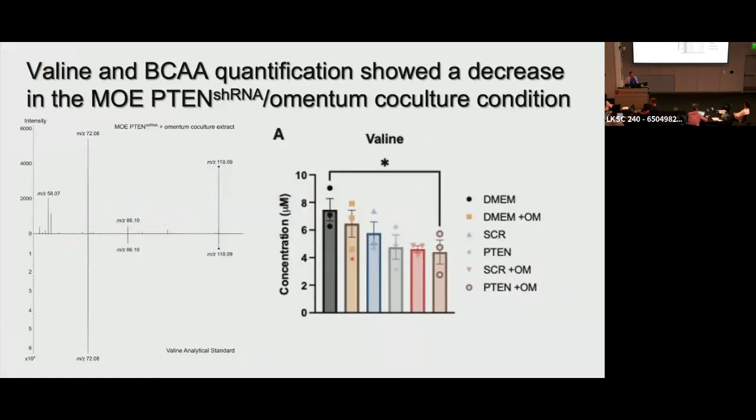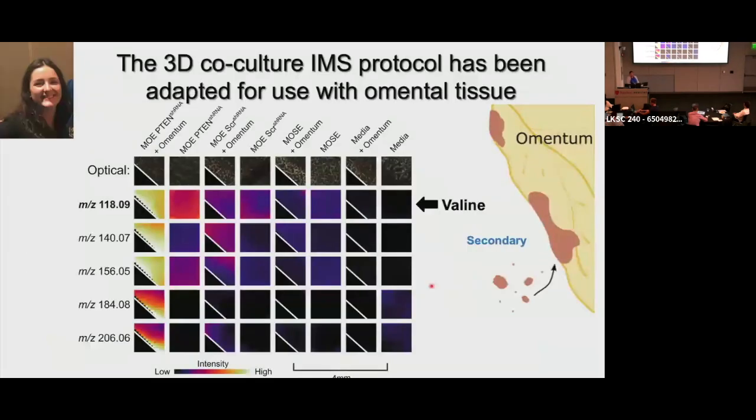And then the next thing she went on to do to quantify it was to do an AbsoluteIDQ with SCIEX, with SCIEX's kit. And this is basically a heavy label for all the amino acids so that you can quantify it using these heavy labels. And oddly, she found that valine actually decreased in the co-culture condition when we were doing a quantitative experiment. And this, again, was totally opposite to what we'd seen on this previous slide, where it looks like it's an increase.